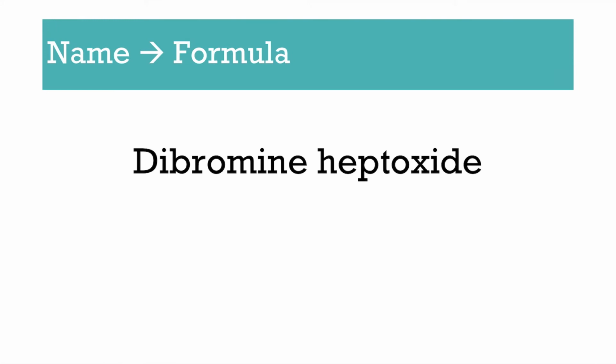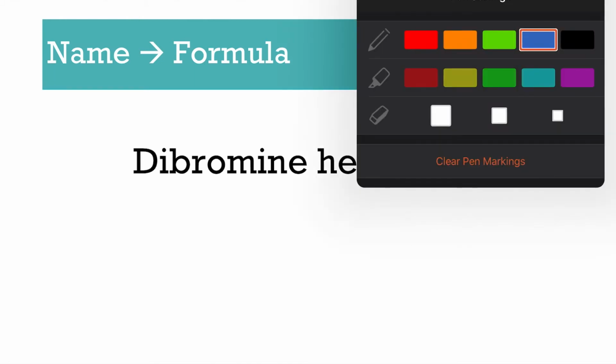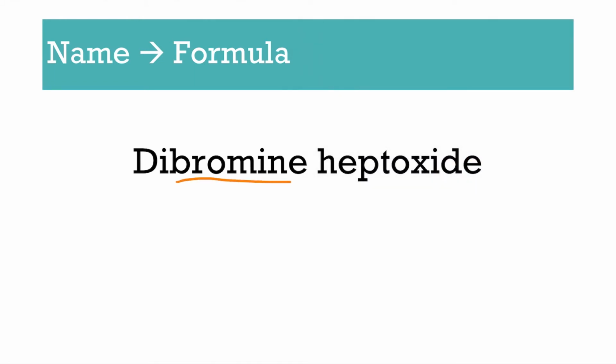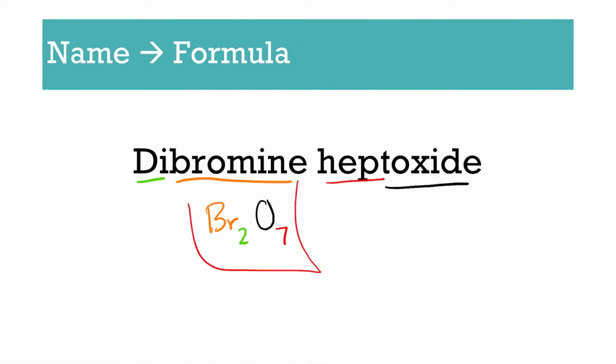So go ahead and try this one, dibromine heptoxide. So bromine is Br. Di means you have 2 of those. Then remember, oxide, we're talking about O, and hept means 7. So it's Br2O7.